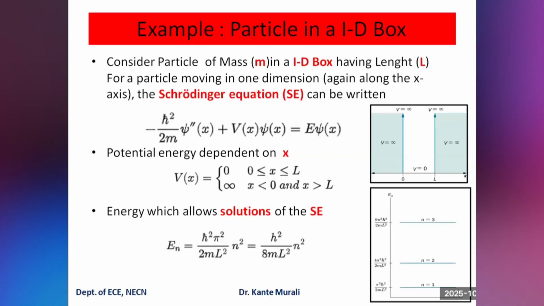As you see here, outside the box the potential energy is infinite, and inside the box the potential energy is equal to 0. If you solve by applying the potential energy, which depends upon x, we get the energy expression E equal to n squared h squared by 8 m L squared, where n is an integer. That means the energy is discrete, not continuous. For n equal to 1, it is a certain energy level. For n equal to 2, it is another energy level, and so on.